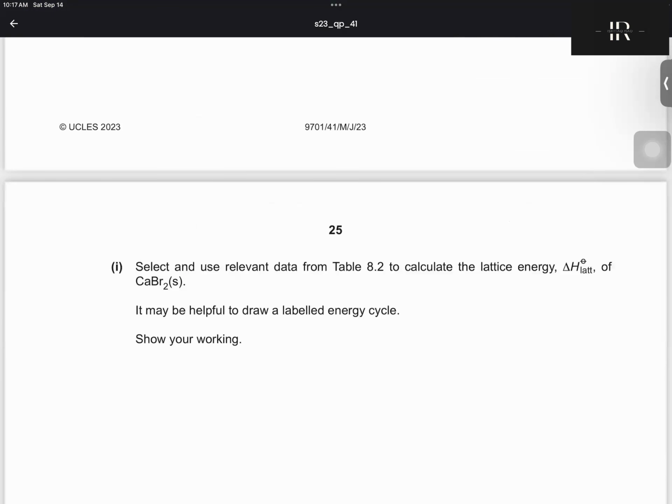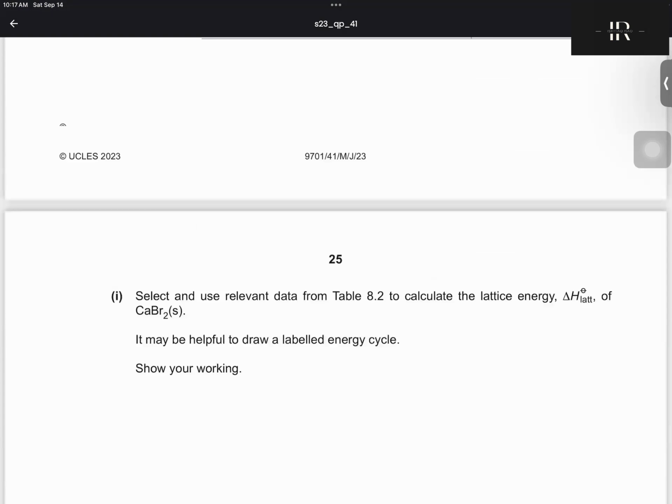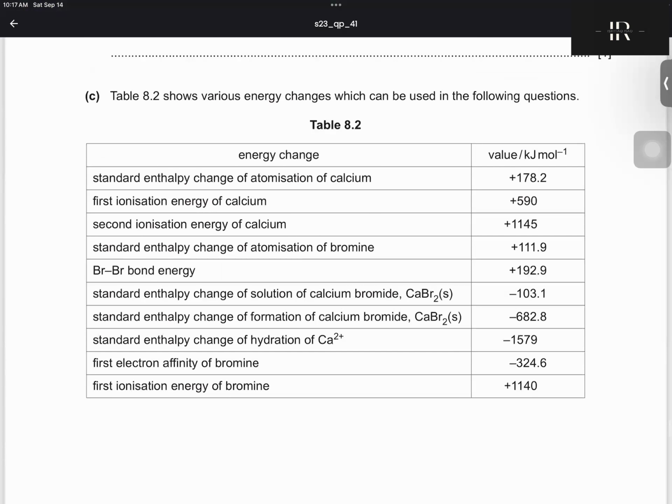Calcium bromide. Now you have to select your relevant data from this table. You can take a screenshot and then you can see what the values are that are relevant and how you are going to calculate the lattice energy.